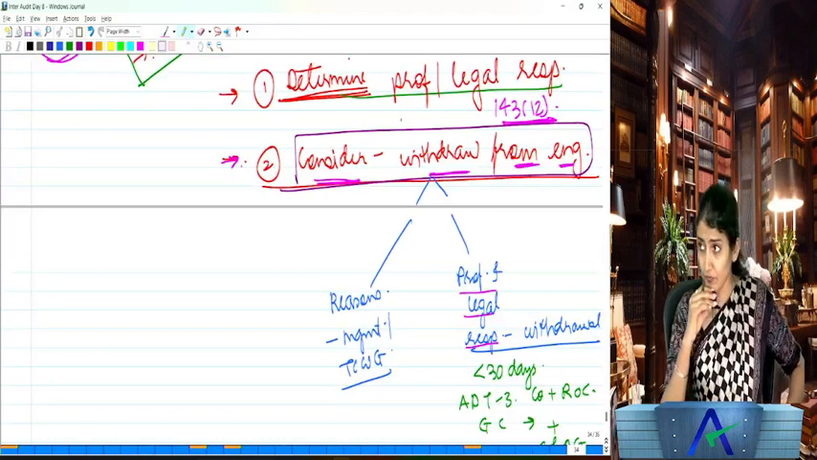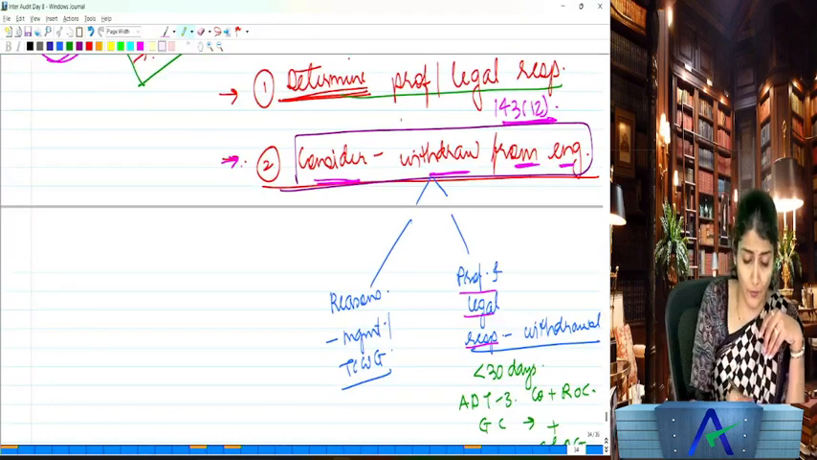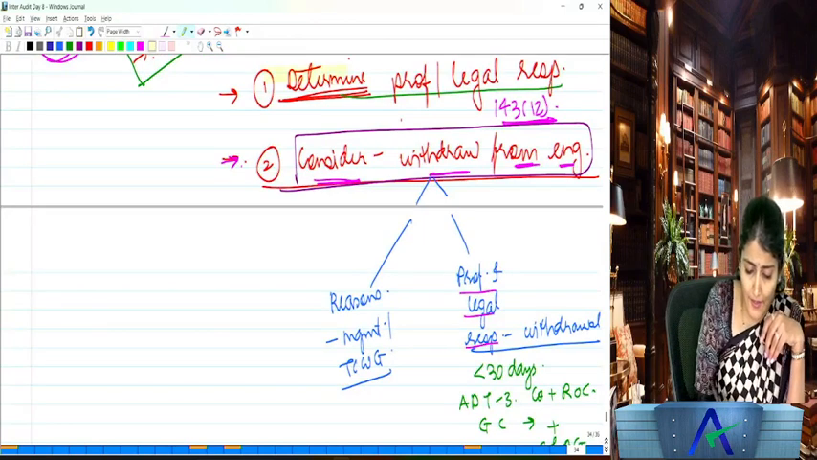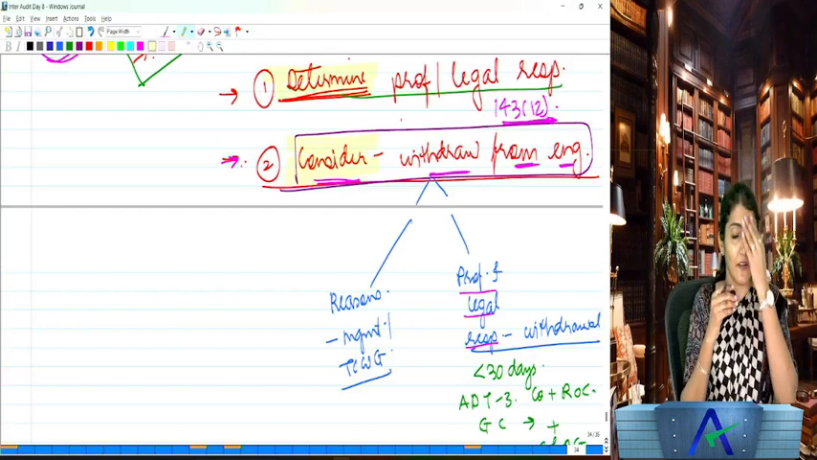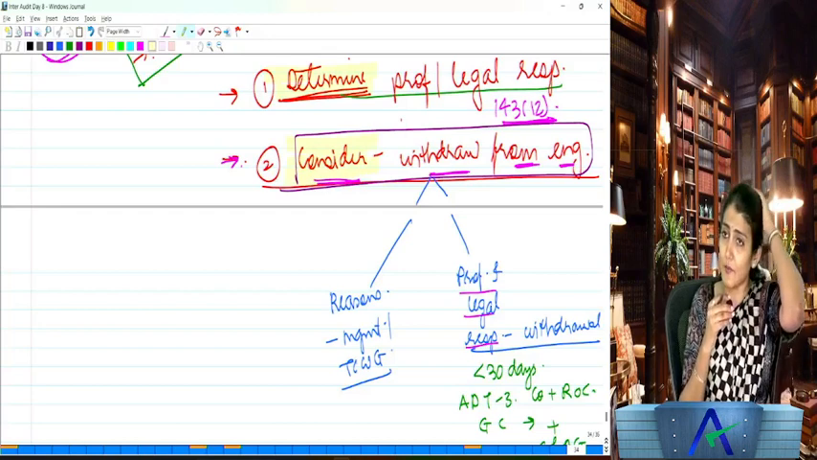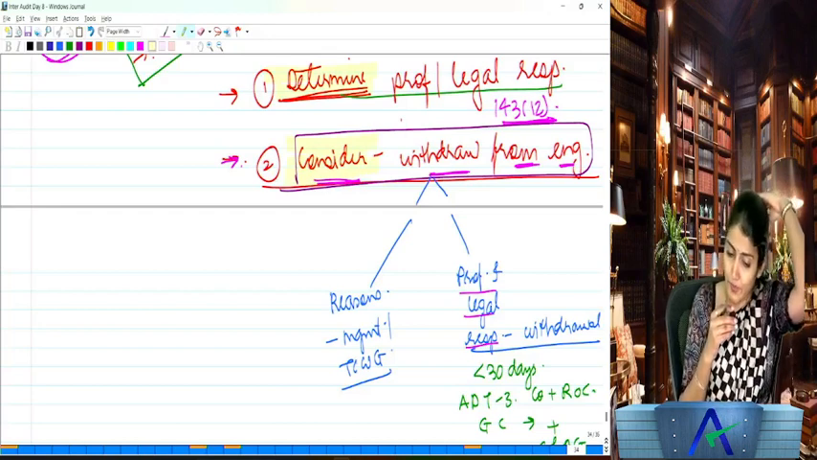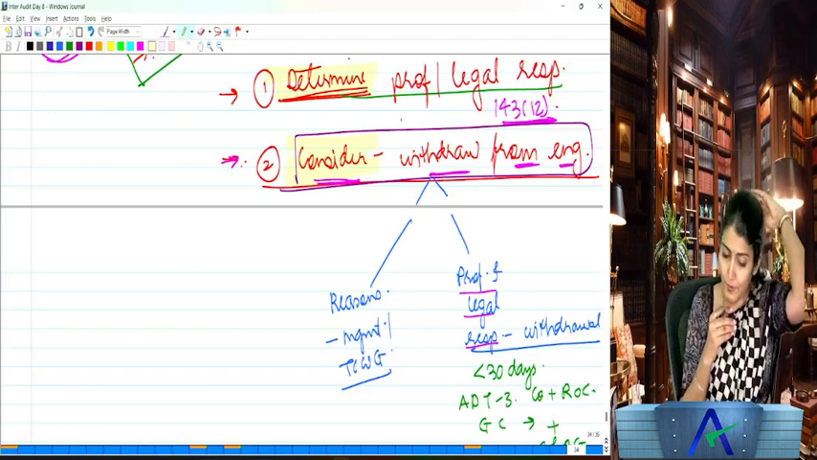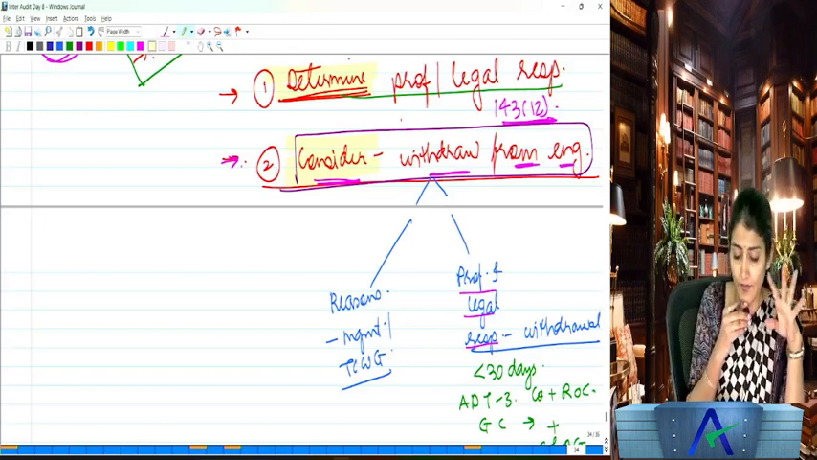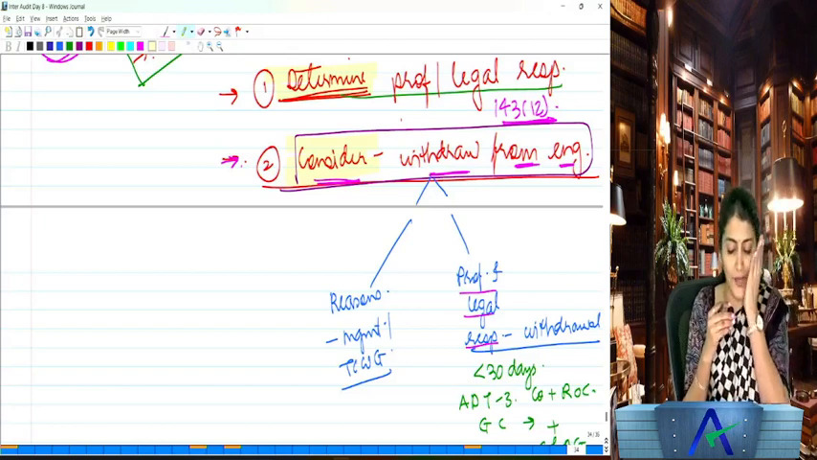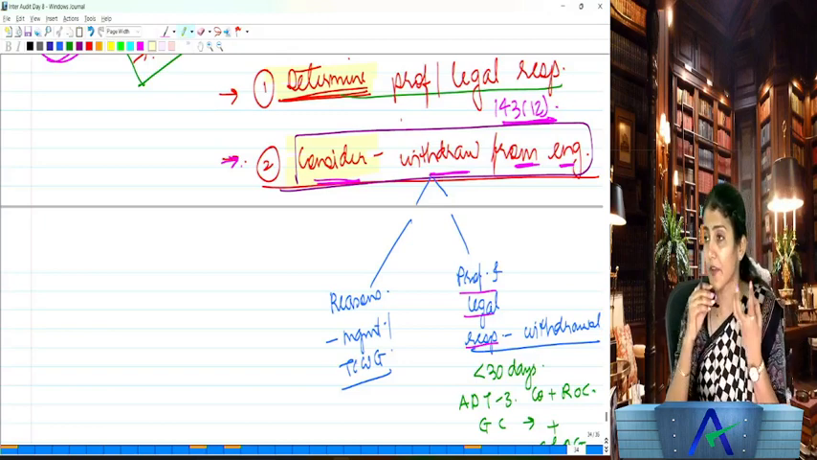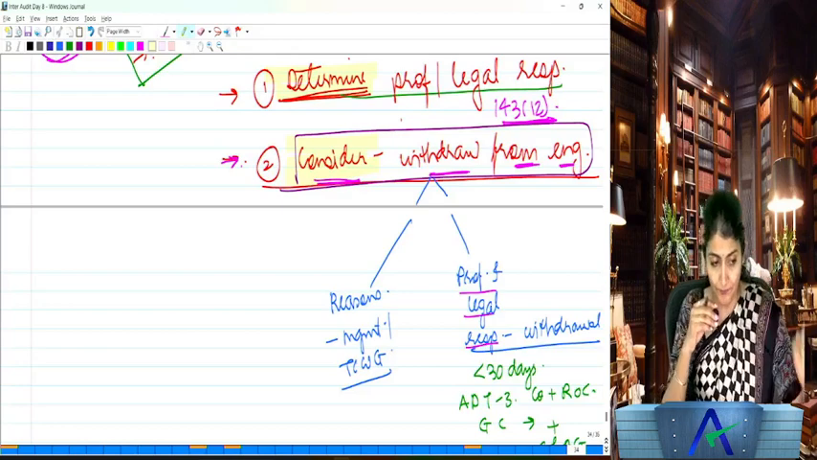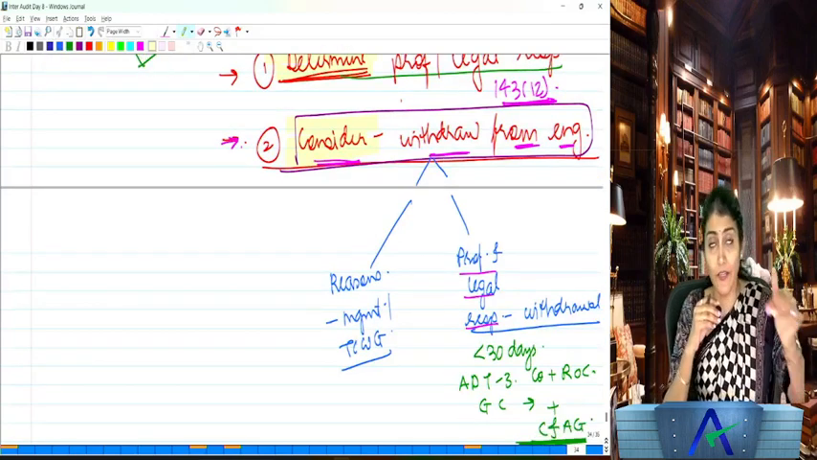Second, you have to remember two words. What are the two words? Determine and consider. Determine the professional legal responsibilities, and second, consider whether it is appropriate to withdraw. And if you decide to withdraw, the reasons are to be communicated to management and TCWG, and second, your professional legal requirements with respect to the withdrawal.